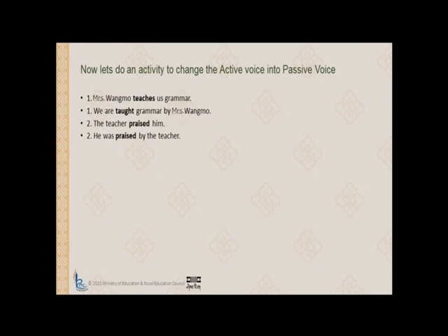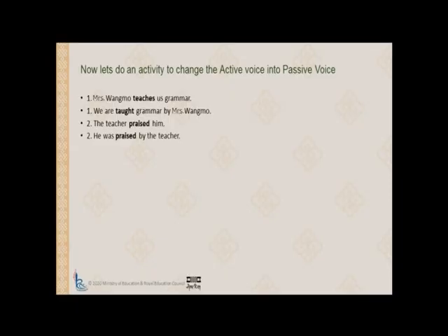Now, the boy there, he, became the subject in the passive form of the sentence, was praised, to be and past participle of the verb praise. Okay? He was praised by the teacher. Here, he, the subject, does not perform any action, but he was praised by the teacher. So, he becomes the recipient of the action.